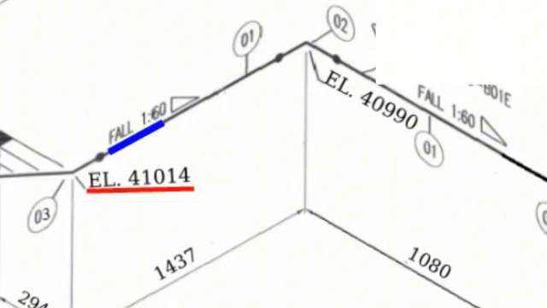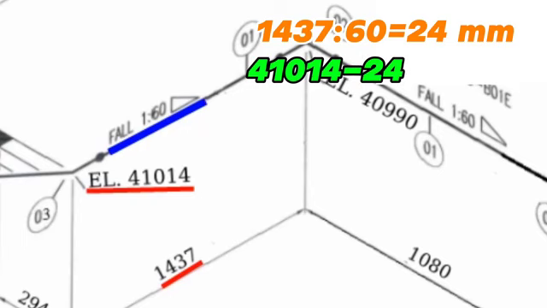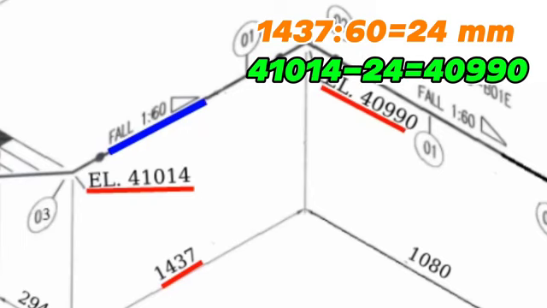This section of the pipeline has a slope of 1 in 60. Let's calculate the elevation drop of the pipeline at a distance of 1,437 millimeters. 1437 divided by 60 is approximately 24 millimeters. It means the end of this section of pipeline will be 24 millimeters lower than the starting elevation. Let's check the accuracy of this height. 41,014 millimeters minus 24 millimeters is 40,990 millimeters.